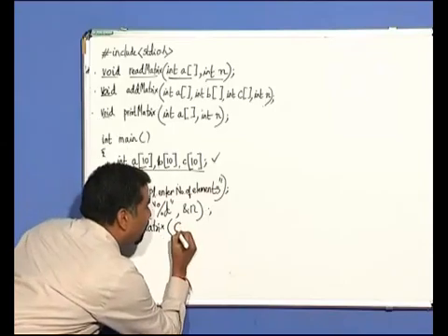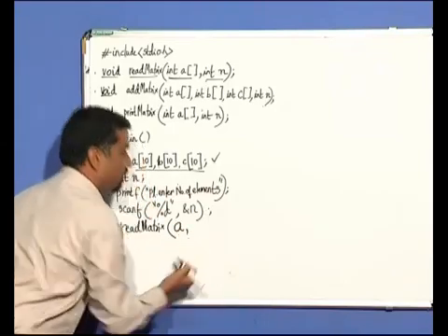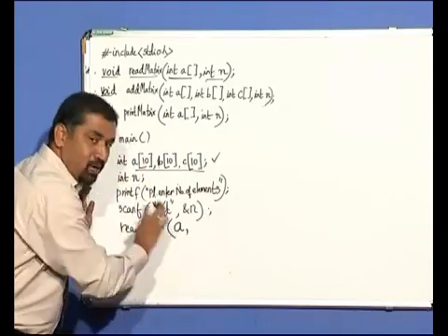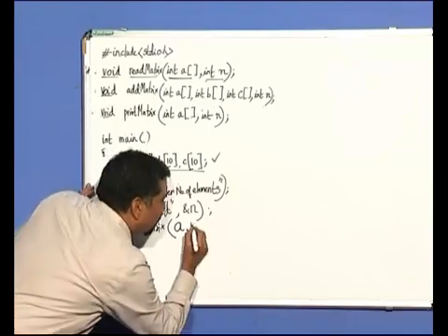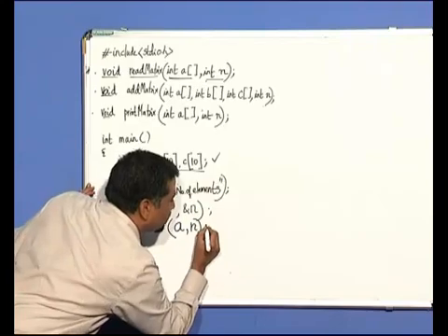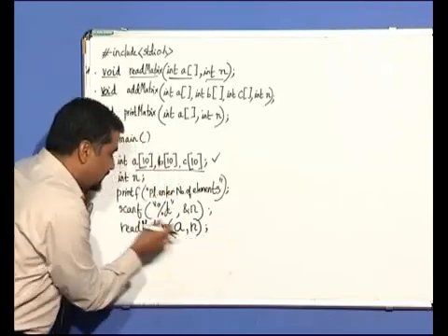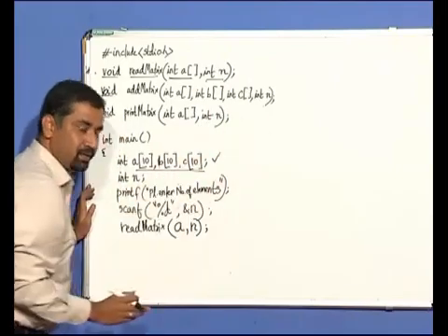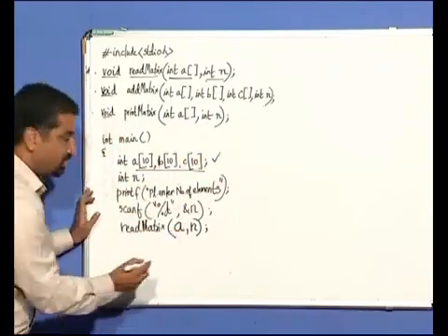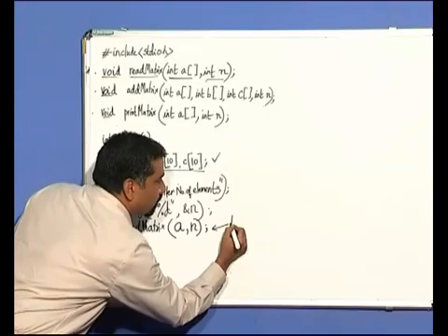So what is it that you want to read first? I want to read values into array A. Just the name A, no square brackets, no int, nothing. Followed by the number, or the size. Both are sent as arguments to read matrix. We will write the body definition of the function later, but this is how you call the function. This is a function call.